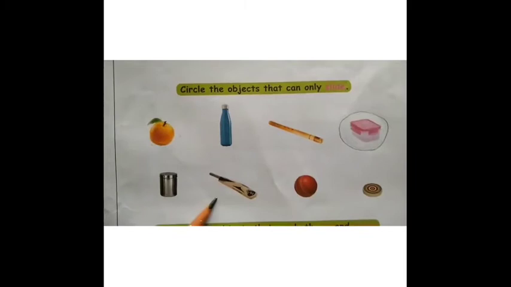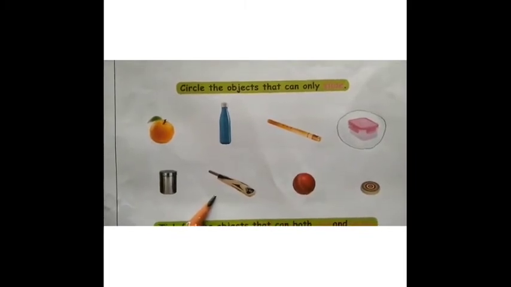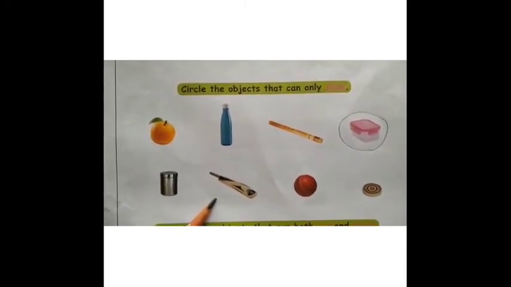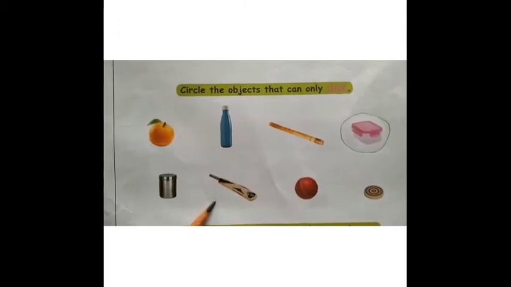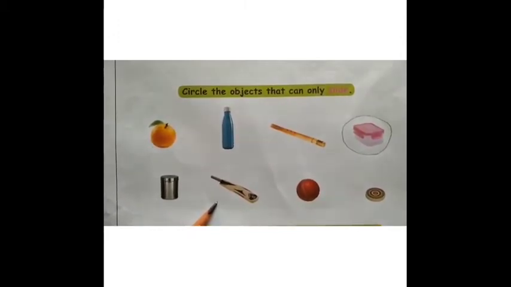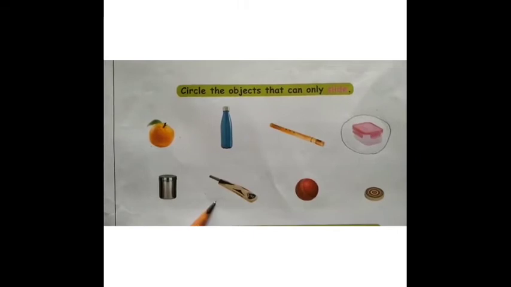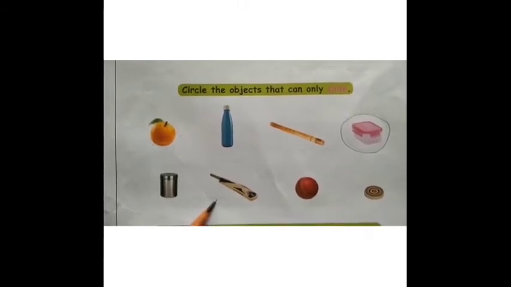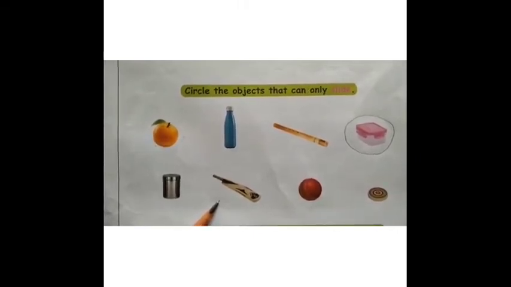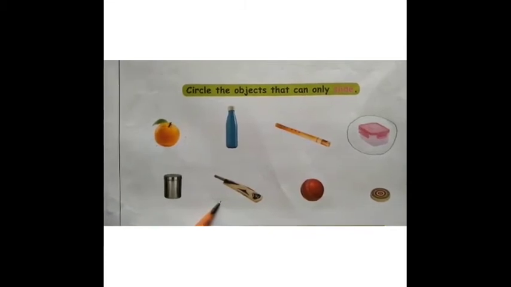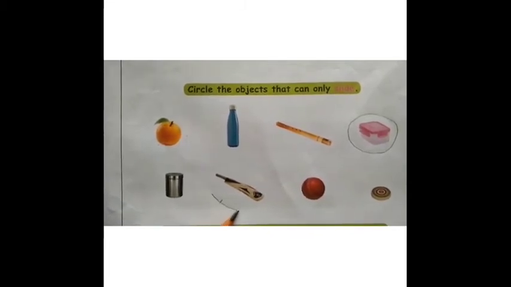Let us see the sixth one. Children, the sixth picture is what? The sixth picture is a cricket bat. It is a flat shaped object. Can it roll or slide? It can only slide. So, circle the cricket bat.